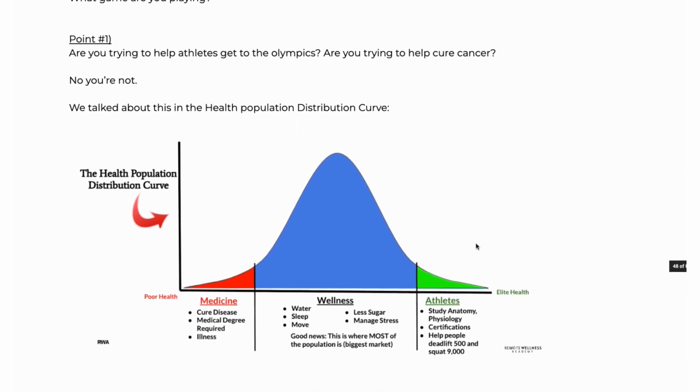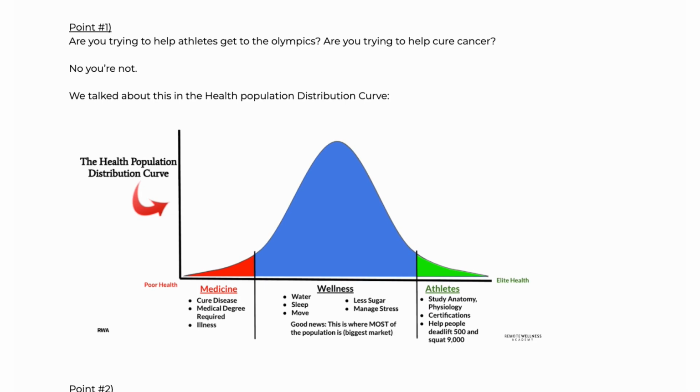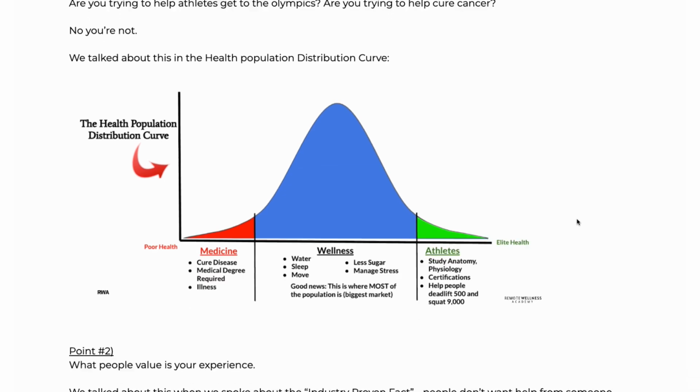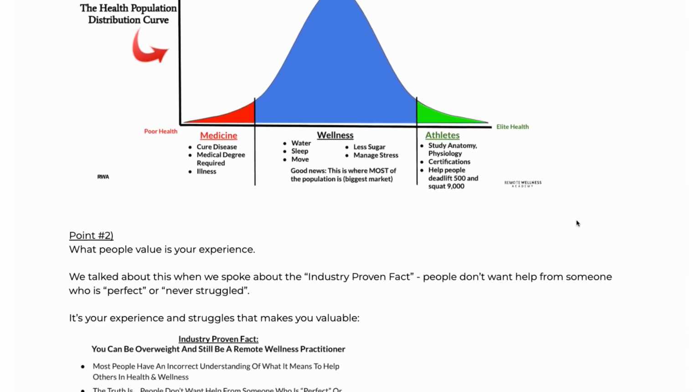Point number 1, are you trying to help athletes get to the Olympics, or are you trying to cure cancer? You're not, right? And so we talked about this when we talked about the health population distribution curve. There's medicine and those people who have to cure diseases. And then there are those who are dealing with athletes. And we are here in the spectrum of wellness. And so it's not like you got to have some PhD doctorate in order to be able to help people with wellness.